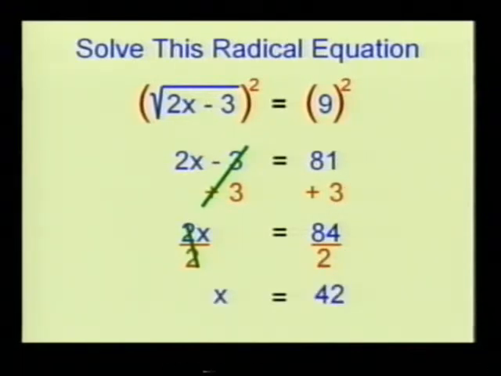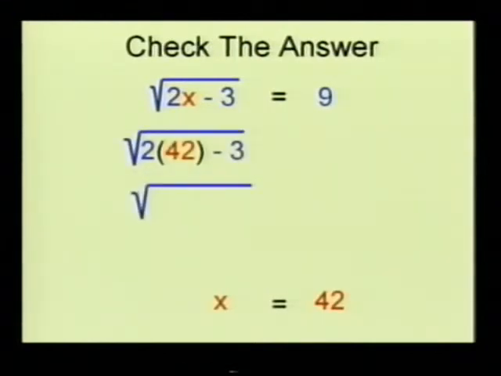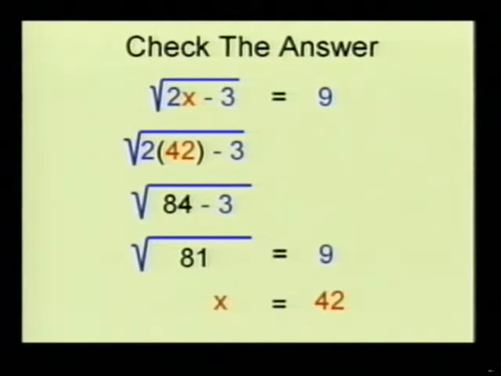Now let's check 42. I think you're going to wish you did. Put him in there. 2 times 42 is what? 84 minus 3. 84 minus 3 is 81. And we're hoping that this equals 9. The square root of 81 does equal 9. Good thing we checked it. We're happy. We know we're right.